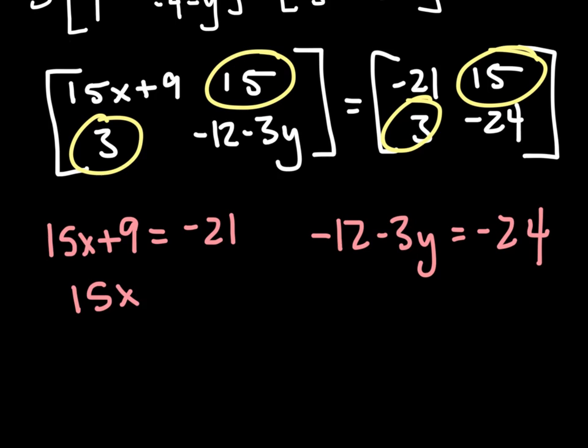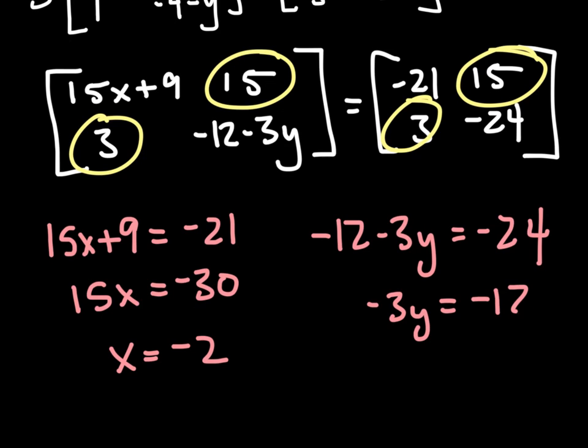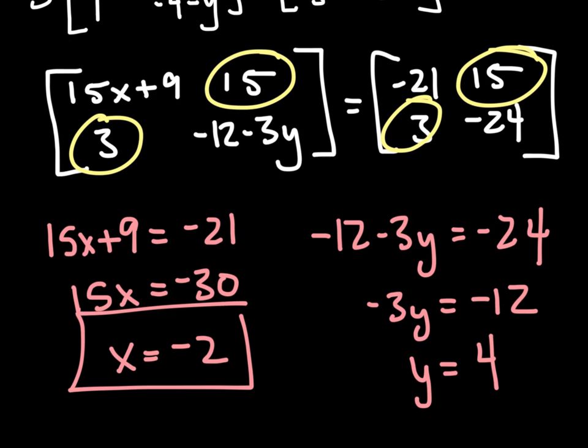15x, subtract 9 from each side, gives me negative 30. So x equals negative 2. And here I can add 12 to both sides. Negative 3y equals negative 12. And y equals positive 4. All right, and that's how we perform basic matrix operations.